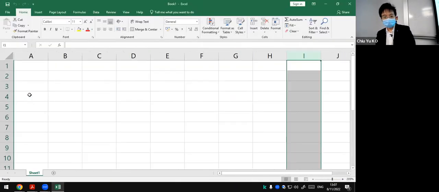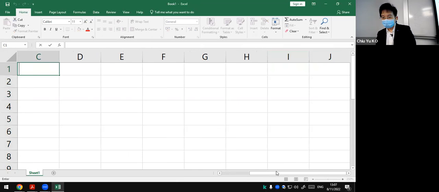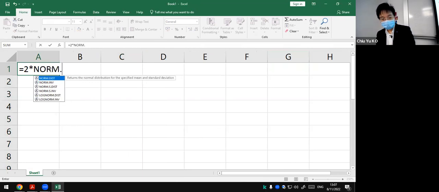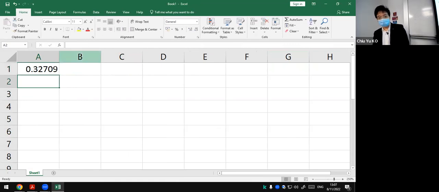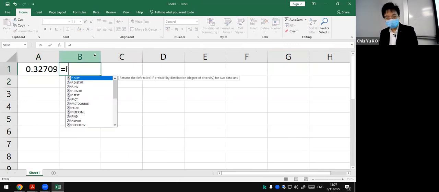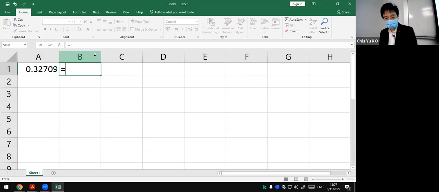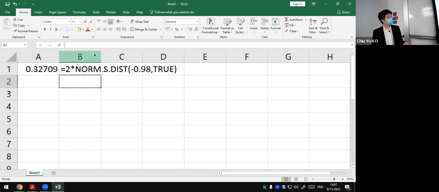So it will be 2 times norm.dist this, 0.98, and then true. So the p-value is 30%.